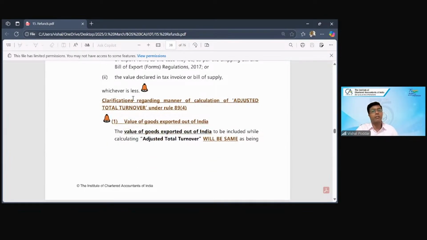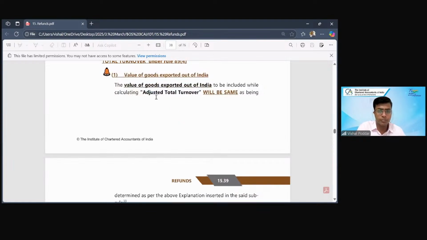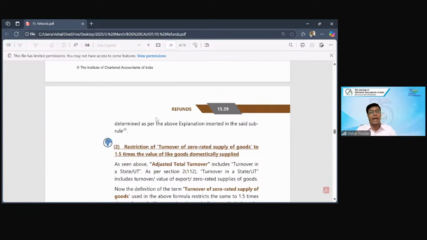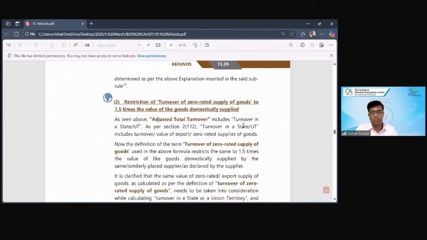Next, some clarifications regarding the manner of calculating the denominator, which is the adjusted total turnover. First, the value of goods exported out of India. The value of goods exported out of India to be included in the total turnover will be the same as determined as per the above explanation. So, what we just saw in the above explanation, what will be the value of exported goods? It will be the FOB value on the shipping bill or the value on the invoice, whichever is lower. So, same thing in the numerator, same thing in the denominator.